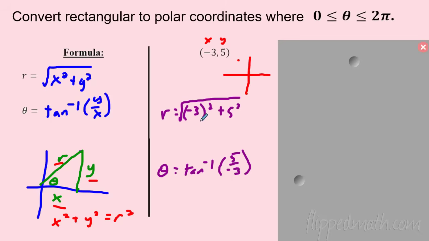Can we square this? Negative 3 squared is 9. 5 squared is 25. And I'm going to square root it. So I'm really talking about what here? The square root of 34. So kind of a weird number. Don't stress out. We're going to get some weird radicals here. How about the next one? I think we're going to have to go calculator.